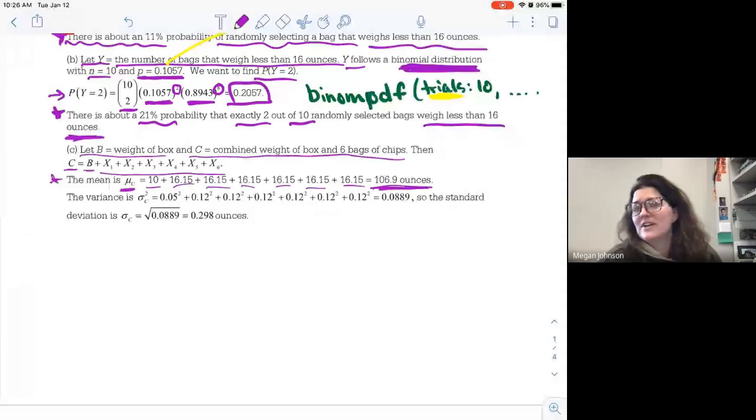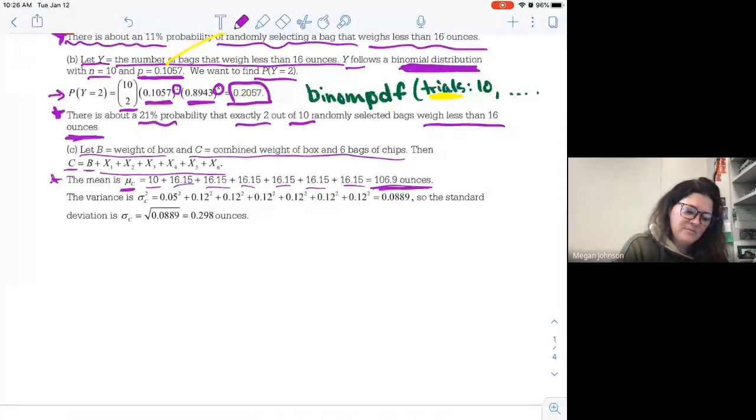Standard deviation is where it's trickier. Okay, because the standard deviation is not just a plain old sum. The standard deviation is the sum of the variances. So that's where you have to check yourself. You're not just adding up the standard deviations. You have to add up the variances and then take the square root.